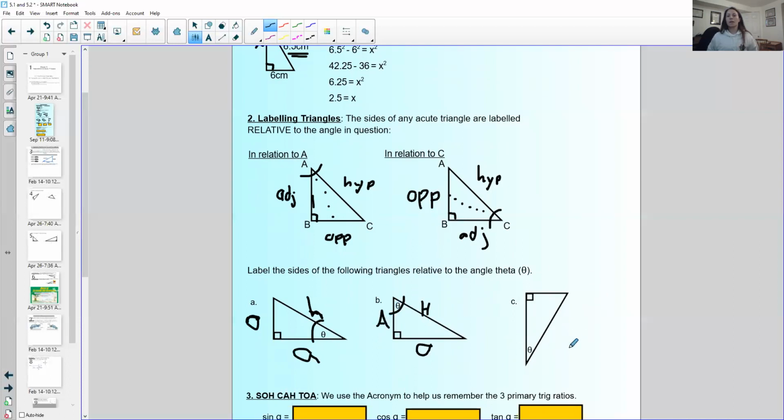And then the last one, just to get an idea again, label your hypotenuse first. It is the longest side. There's the hypotenuse. Here is my angle theta. This is the side across from theta, or opposite to theta, and this is beside theta, so this is adjacent to theta. So make sure that you are comfortable labeling everything.